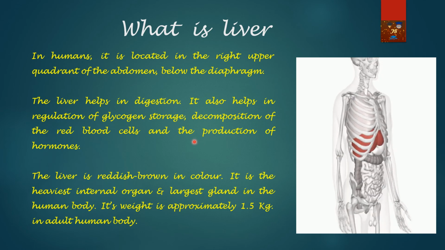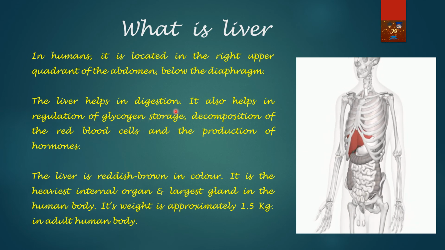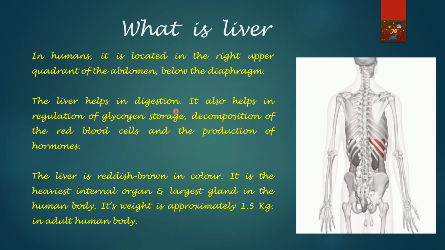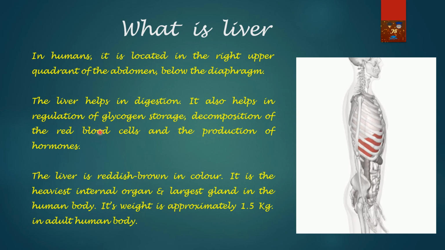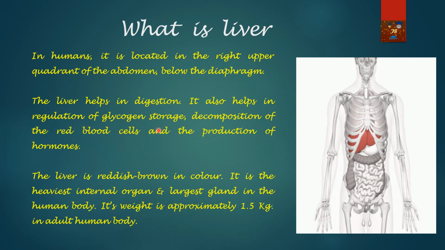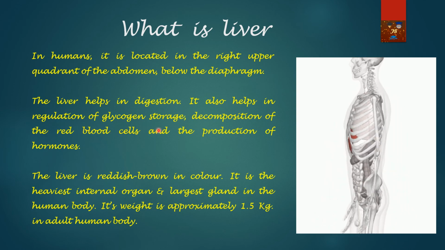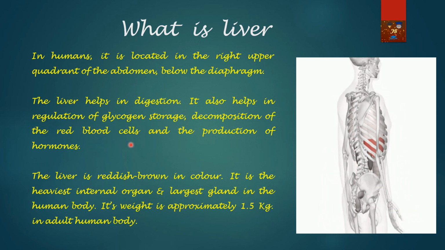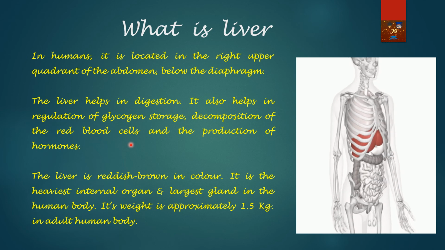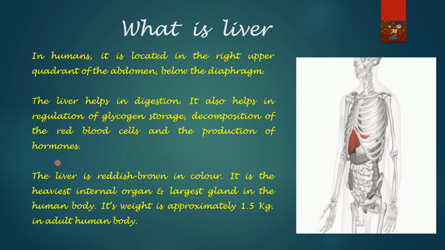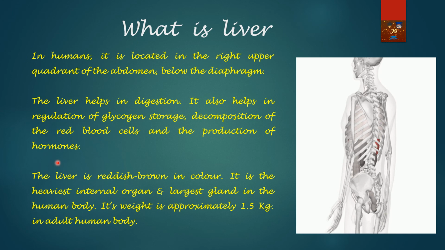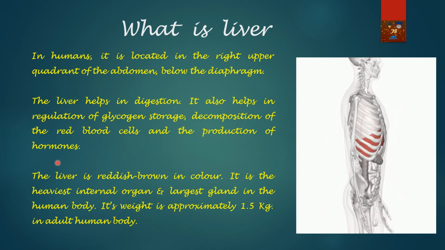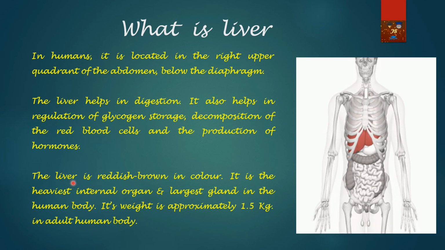So what is the importance of the liver? It helps in digestion. Definitely, it secretes bile, which helps to digest fat. It also helps in the regulation of glycogen storage. As liver glycogen, glucose is stored in the liver. It decomposes the red blood cells after 120 days, when their lifespan is over. And it is also the house of production of different types of hormones, which help in the different body activities.